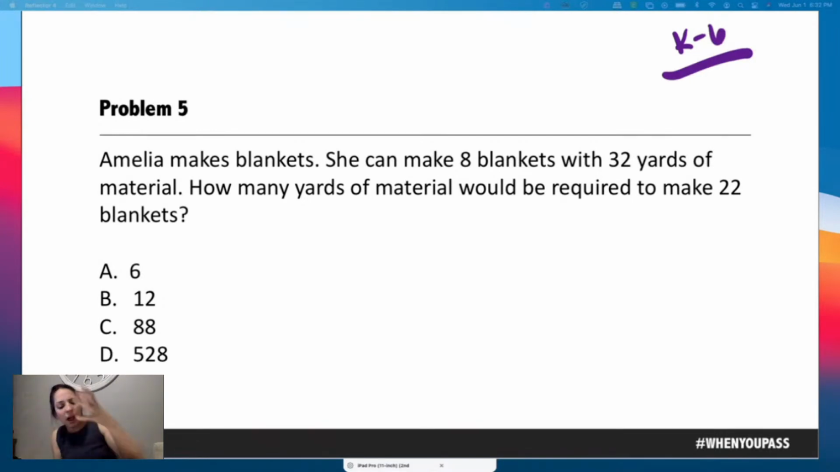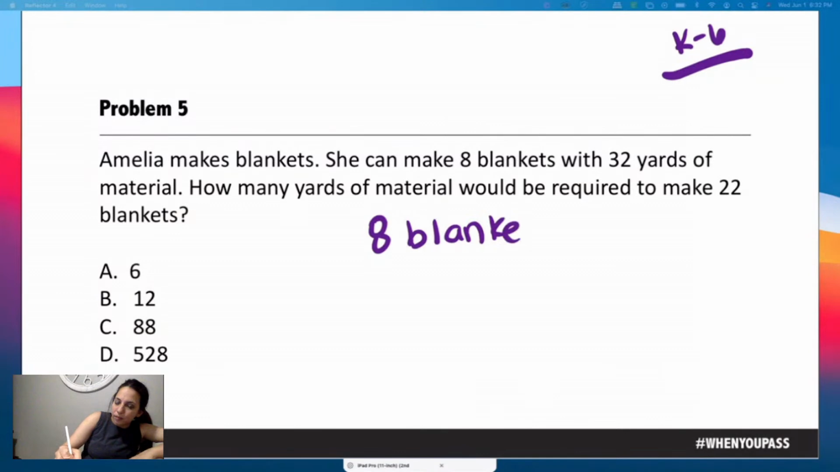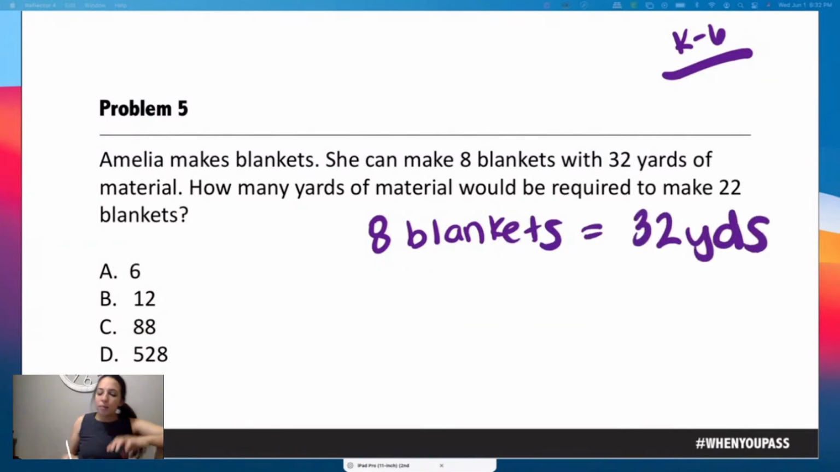All right, Amelia makes blankets. She can make 8 blankets with 32 yards of material. How many yards of material would be required to make 22 blankets? Now, this is one of those problems where you wish you could just do it in your head, because I'm immediately thinking 8 blankets equals 32 yards. How many yards are required for 1 blanket?